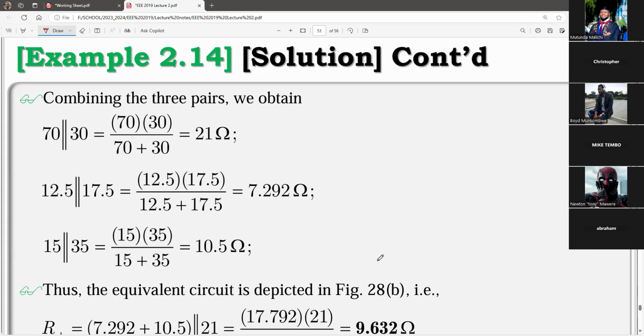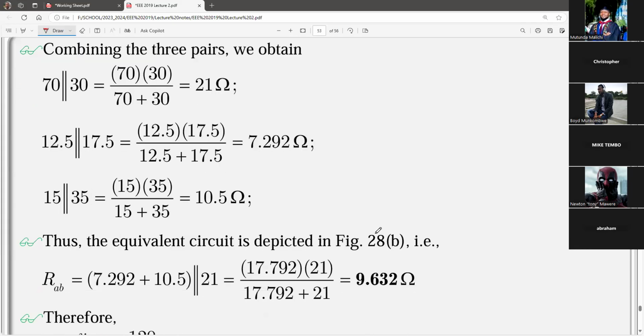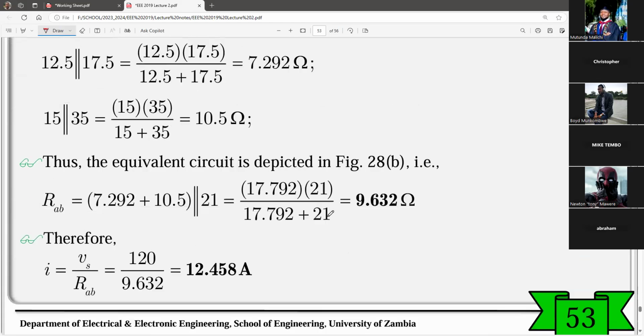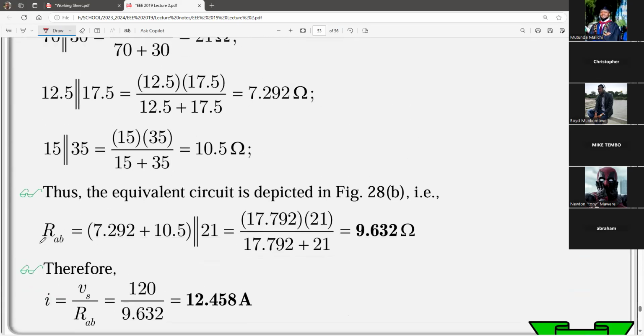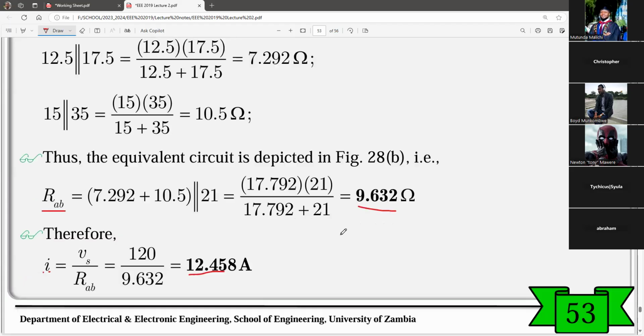Otherwise, if you opted for the other, then you should have run through and arrived at RAB equal to 9.632. Then the current they're asking for is VS over RAB, 120 over that, to give you 4 point something amps as the current.